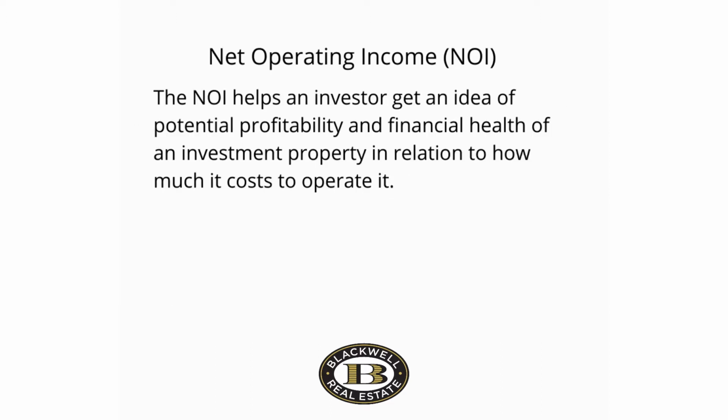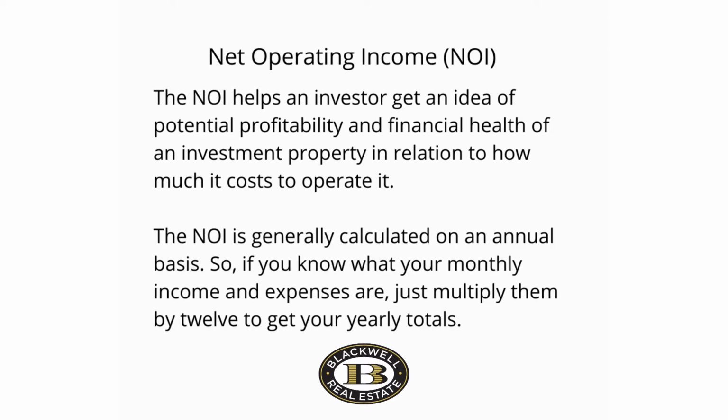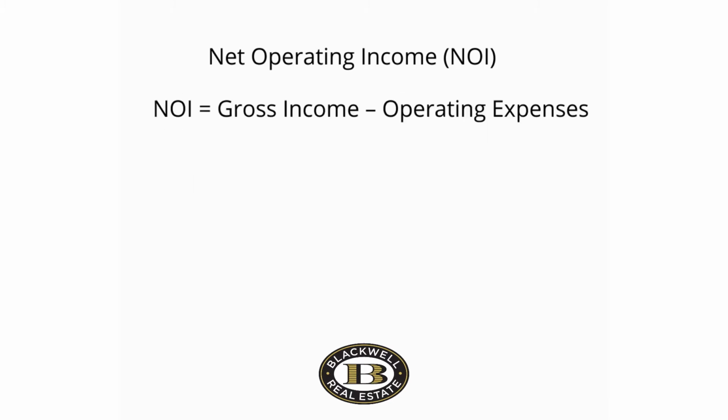Next up is net operating income, or NOI. The NOI helps an investor get an idea of potential profitability and financial health of an investment property in relation to how much it costs to operate it. The NOI is generally calculated on an annual basis. So if you know what your monthly income and expenses are, just multiply them by 12 to get your yearly totals. The NOI equals your gross income minus your operating expenses.